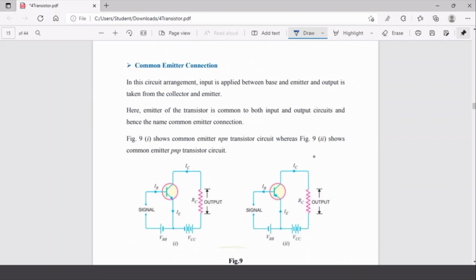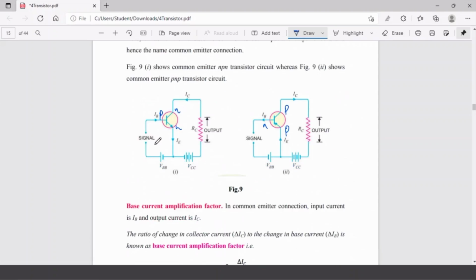Now, what happens in a common emitter configuration? Common emitter means the emitter is common between the base and collector, input and output. You can see this is for an NPN case, and here this is for a PNP connection. This is forward bias and this should be forward bias, and this is reverse bias. What is the current flowing here? This is IB, this is IE, and this is IC.